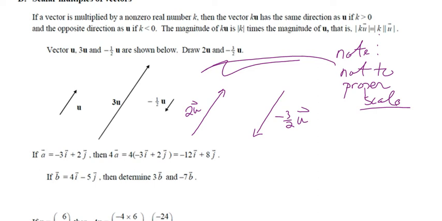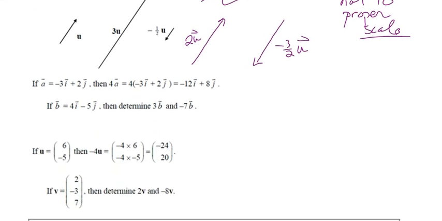But I wouldn't worry too much about it. If you want to draw diagrams accurately, then obviously the ruler helps, right? But we're going to be doing most of this algebraically anyways. If a is equal to negative 3i plus 2j, then 4a is equal to 4 times that, which is negative 12i plus 8j. If b is equal to 4i minus 5j, determine 3b.